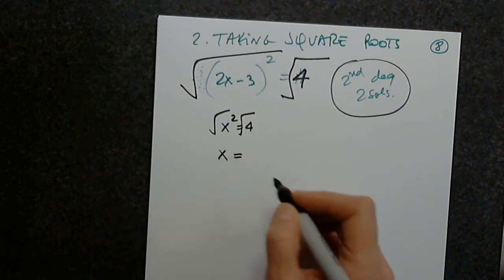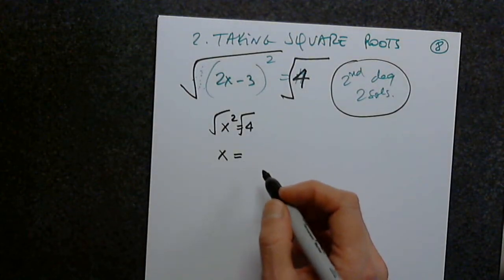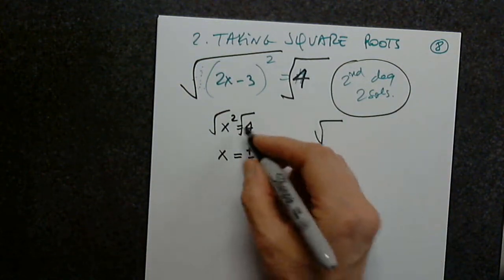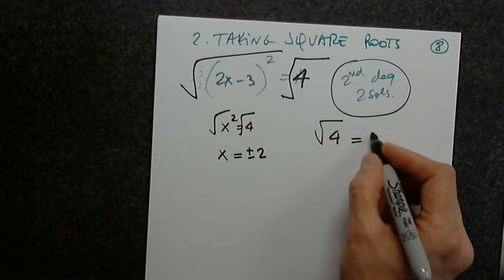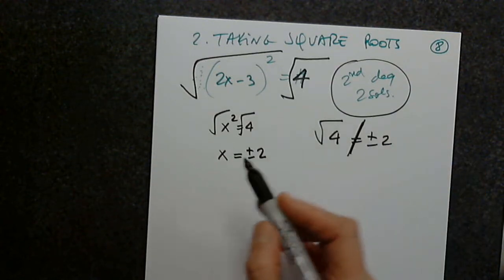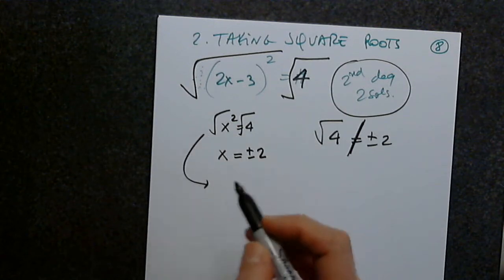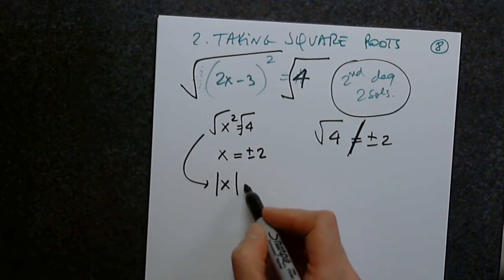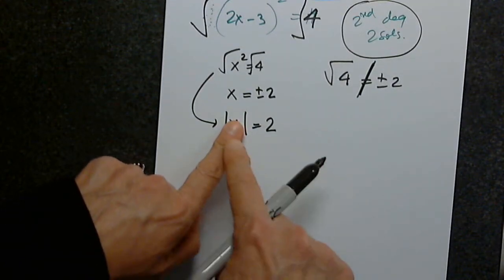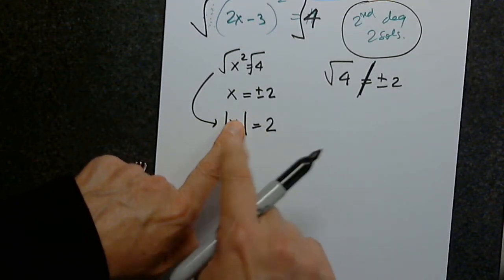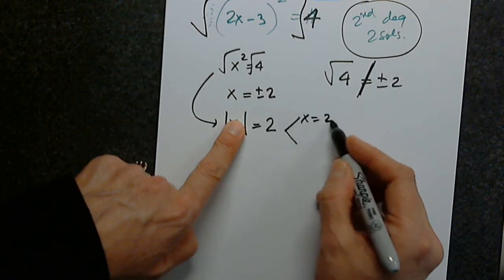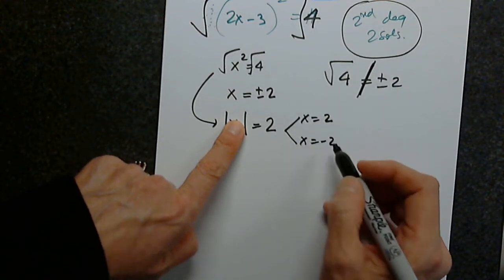Okay, and the right-hand side is? Plus or minus. Exactly. But not to be understood that the square root of 4 is plus or minus 2, because it's not. So the correct answer from here is the absolute value of x is 2. What are the numbers whose distance from 0 is 2? And the answer is 2 different numbers. And that's why we write x equals 2 and x equals negative 2.